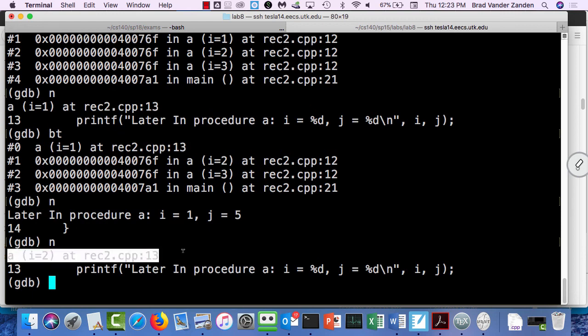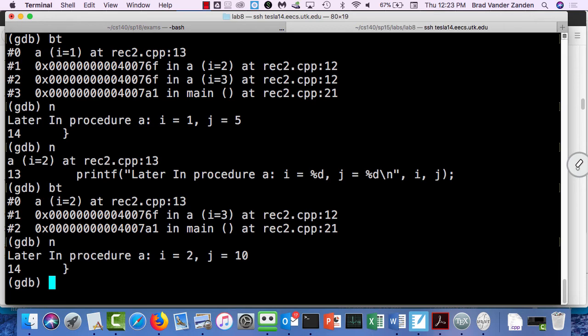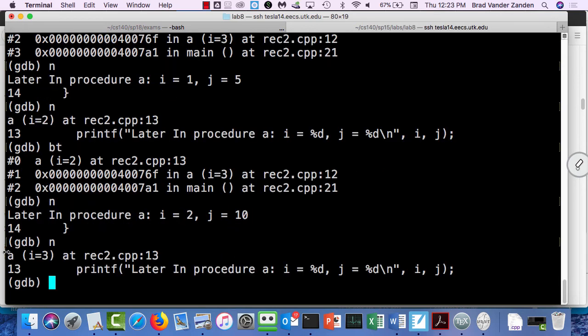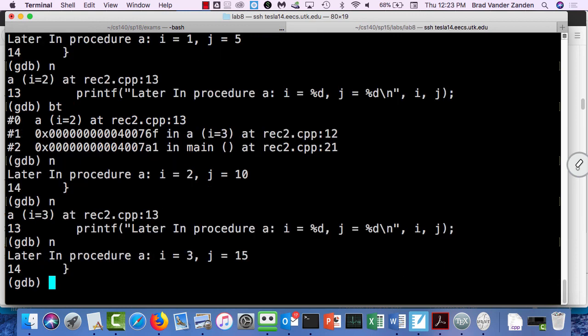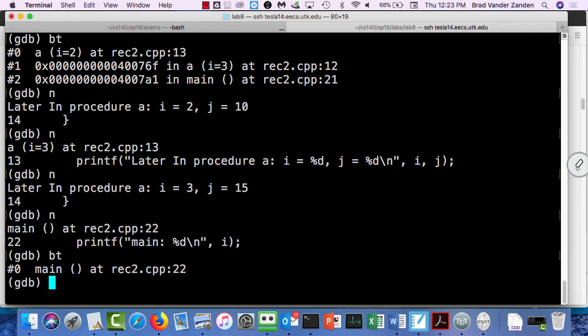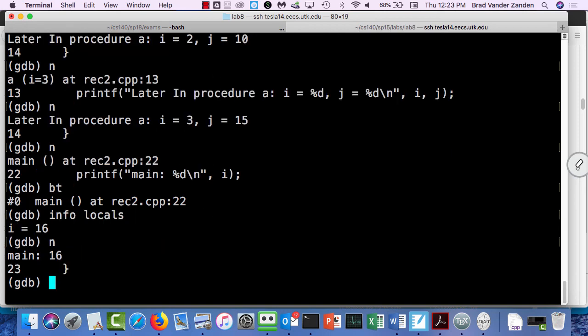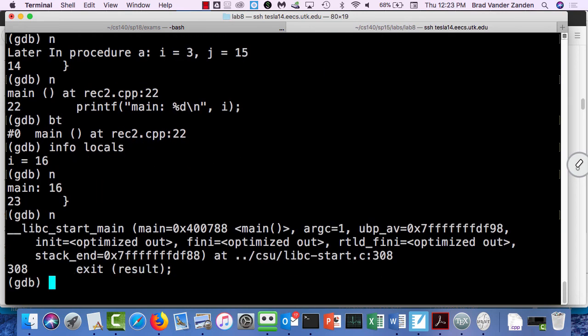But the idea that I want you to get from all of this is that the way recursion is being implemented in the computer is with stack frames. Every time a function is called, whether it's recursive or not, a stack frame for that function is allocated and is pushed onto the stack. And there is memory for its arguments and for its local variables. And we call this memory stack allocated memory.